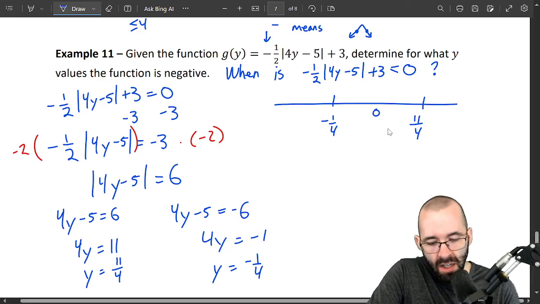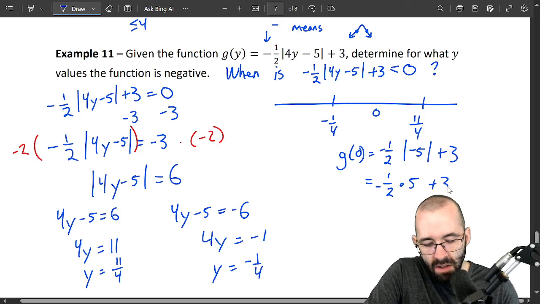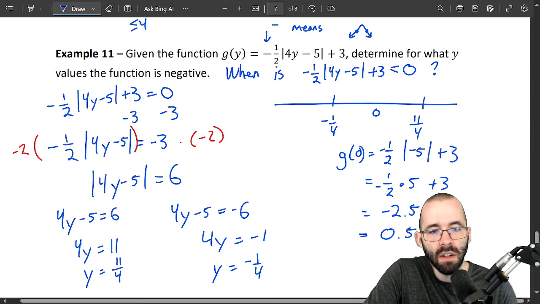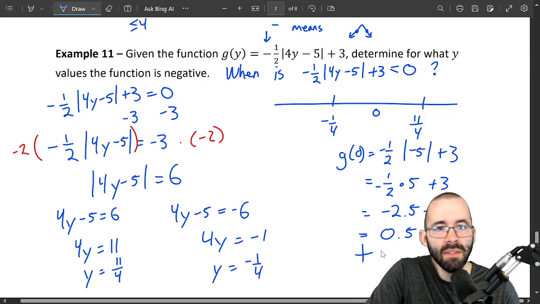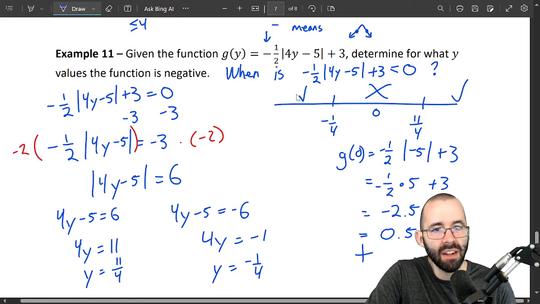Let's test. When we plug in 0, what does this function value look like? We get negative 1/2 times 4 times 0, minus 5, so that's negative 1/2 times 5. Negative 5/2, negative 2.5. We're positive. Did we want to be positive? No, we wanted to be negative. We're not negative in this interval, which means we're going to be positive in the outside intervals.